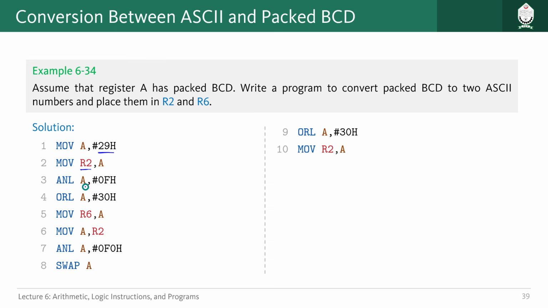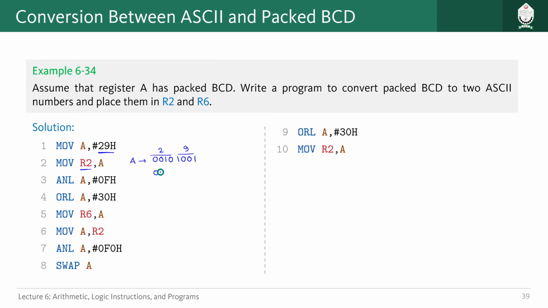Now we take register A, and currently the value we have stored in A is 0010 1001. This is the value we have currently saved in A, right? And then here we are going to take the ANL with 0FH. So what is 0FH?